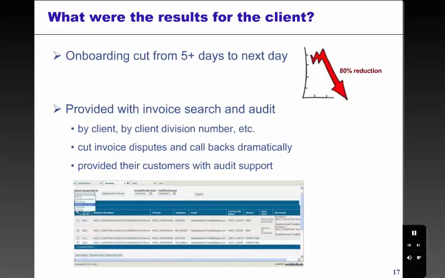What were the results? What did they get out of this application change? First of all, onboarding the new client was cut from the typical 5 days it was taking to next day availability. And in fact, could be done in a few hours if it was a very simple invoice template that was going to be used. This was significant because of the growing competition. And they had customized templates in the past. So they needed to have that still in the system to maintain their competitive advantage.